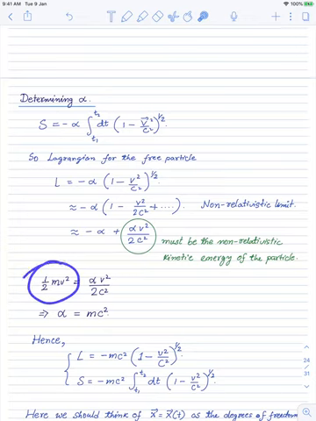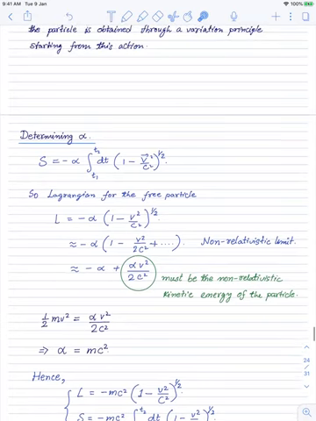And if this is the kinetic energy, then the v squared cancels from both sides, and you can determine alpha as m times c squared. Okay, so alpha is just m times c squared, so that in the non-relativistic limit, this Lagrangian reduces to that of kinetic energy.